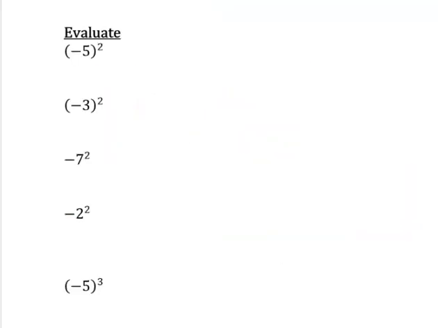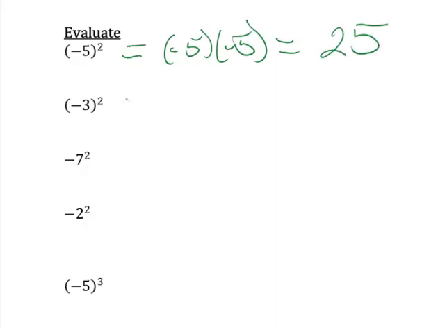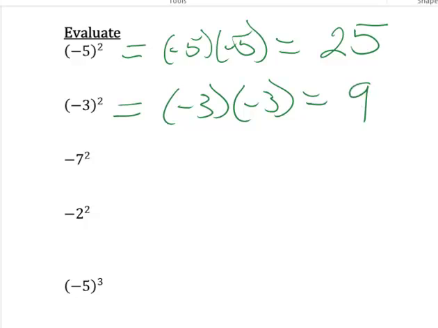Okay, so the next problems we have here say to evaluate. And if you notice the first two problems, negative 5 squared, negative 3 squared, those problems have parentheses. So when I'm evaluating here, since my number is in parentheses, I'm going to write down my number, negative 5. I write it down twice, and I'm writing it in parentheses. So negative 5 times another negative 5 is a positive 25. Negative 3 squared in parentheses, I'm going to write negative 3, and another negative 3 is a positive 9.